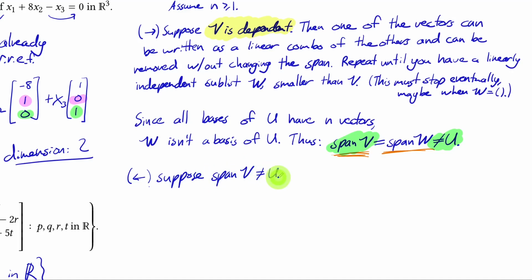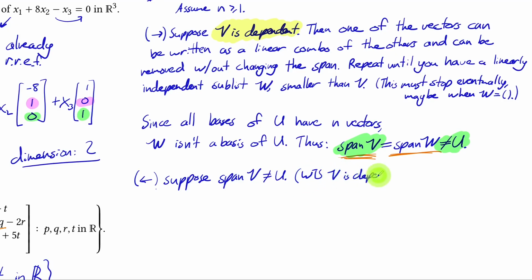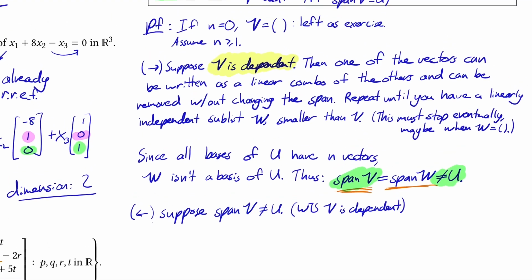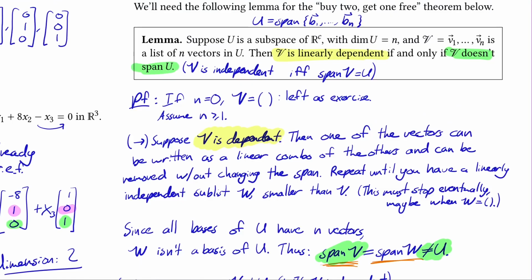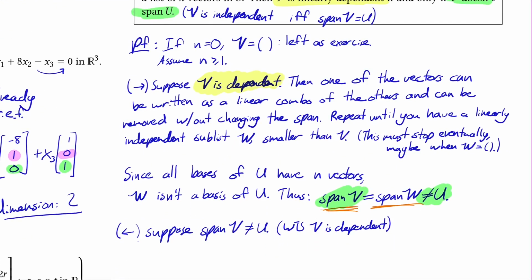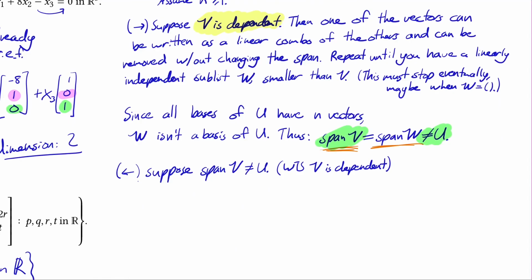So if we suppose the span of V is not U, and we want to show it's linearly dependent, there must be some vector in the subspace U that's not in the span of V, because all the vectors in the span of V must be in U, right? Because we said the vectors V1 through Vn are all in U, and U is closed under scalar multiplication and vector addition.